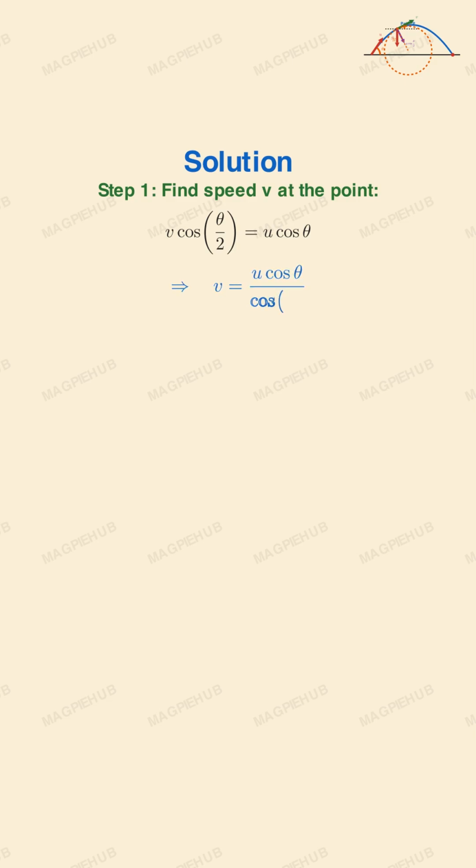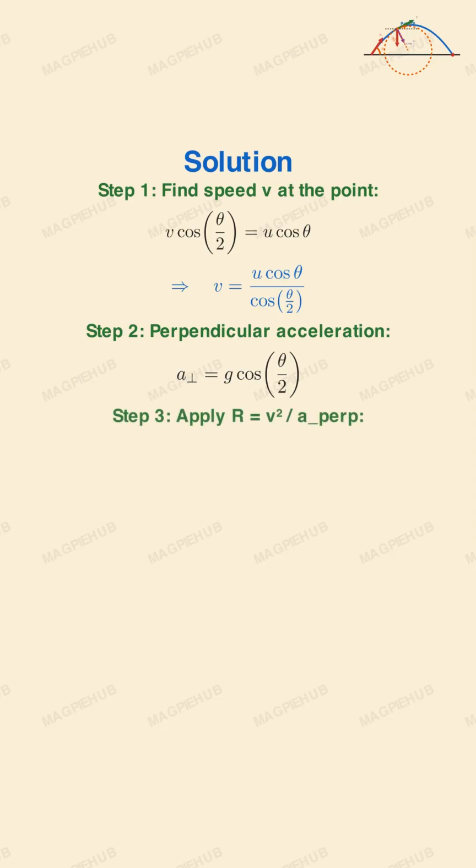Let us solve this step by step. Step 1. Find the speed v at the point. The horizontal component of velocity is v cos theta by 2, and this equals u cos theta since horizontal velocity is constant. So v equals u cos theta divided by cos theta by 2. Step 2. The perpendicular component of acceleration. The angle between g and the velocity direction is 90 minus theta by 2 degrees. So the component of g perpendicular to velocity is g cos theta by 2.